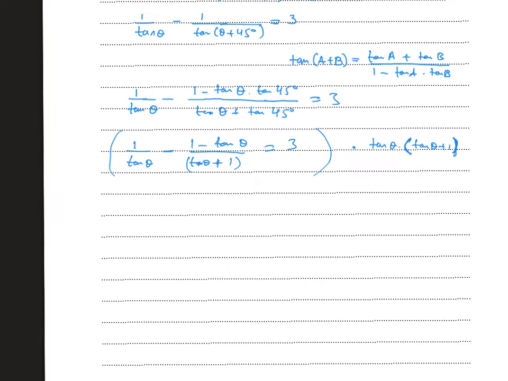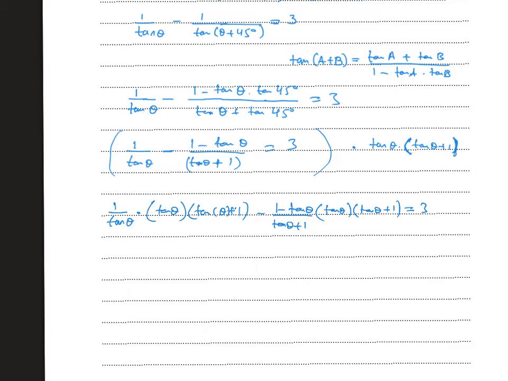Okay, that means we have 3 terms in this equation: term 1, term 2, and term 3. We are going to multiply each term with this LCM. So let me multiply the first term, which is 1 over tangent theta, with tangent theta times (tangent theta plus 1). Then the second term, minus (1 minus tangent theta) over (tangent theta plus 1), I'm going to multiply this with tangent theta times (tangent theta plus 1), equals 3 times the same.